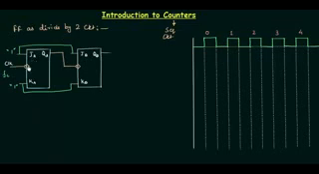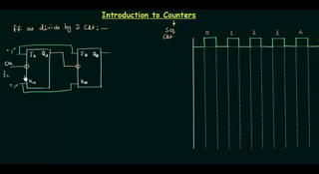Here you can see this symbol represents that it is negative edge triggered. This bubble shows that it is negative and this arrow shows that it is edge. Therefore, in total, it is a negative edge triggered flip-flop. That's why we are overcoming the race around and we are having the toggling action. So this toggling is very important for your counters.